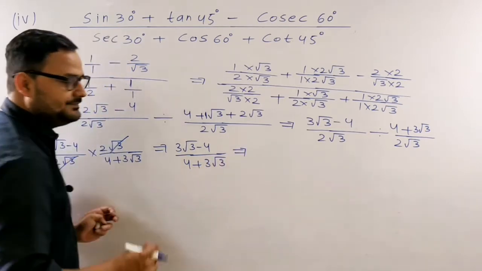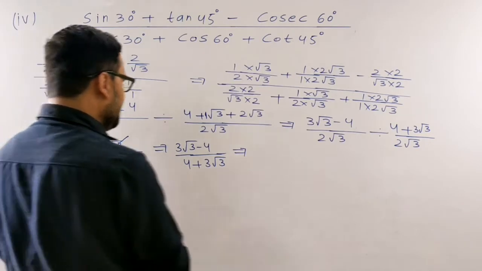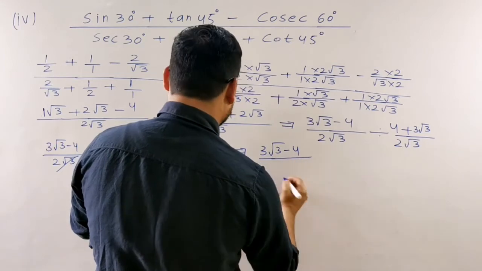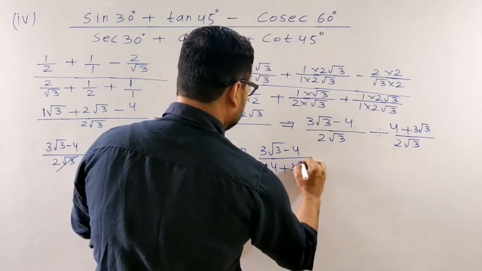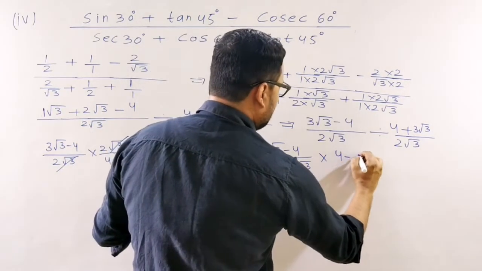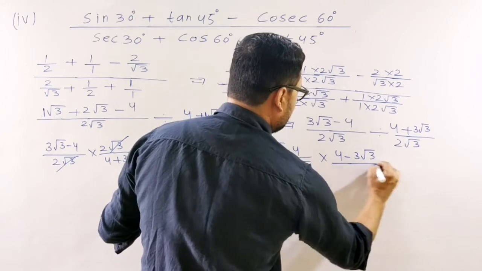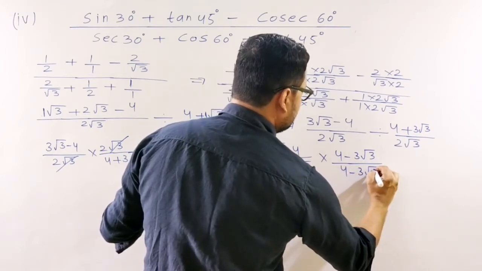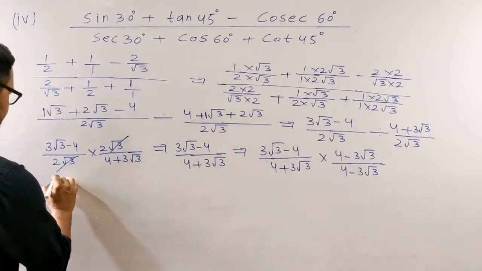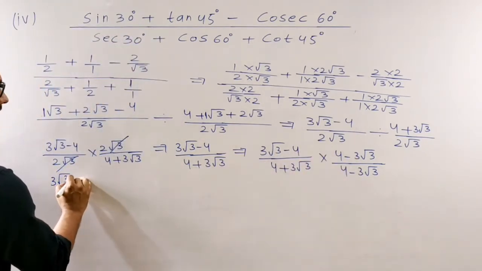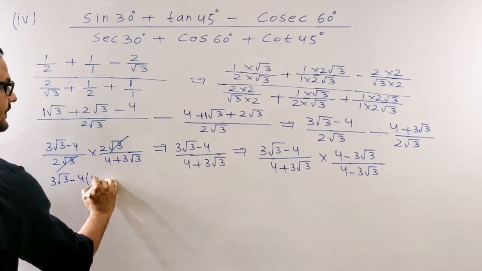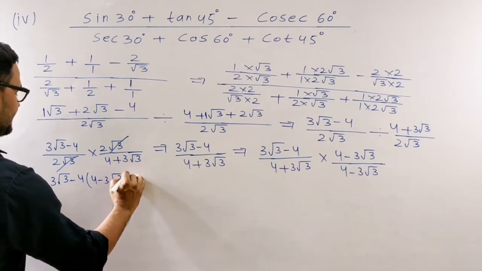Just like the last question, rationalize it. So when we rationalize, 3 root 3 minus 4 over 4 plus 3 root 3, then the same numbers will come, but the sign is going to change. Then 4 minus 3 root 3 and divide by 4 minus 3 root 3. When I continue, this divided by this. It means 3 root 3 minus 4 into 4 minus 3 root 3.